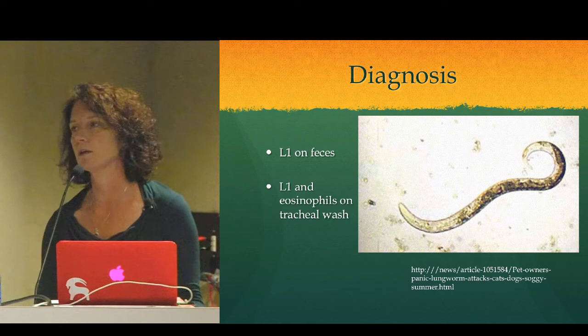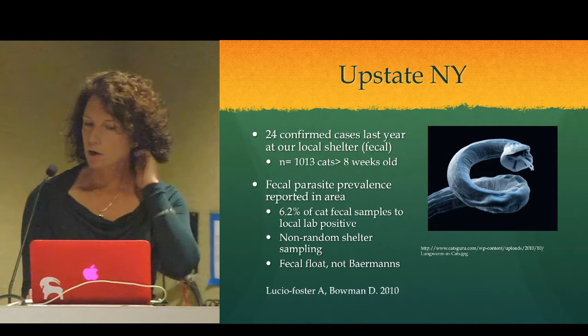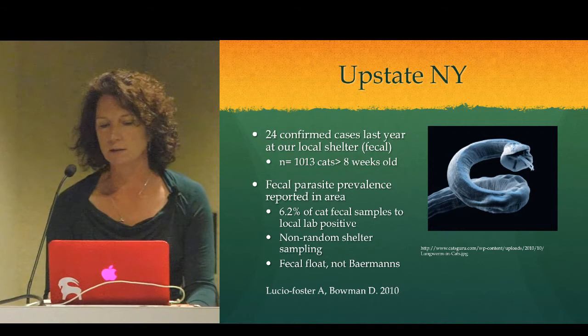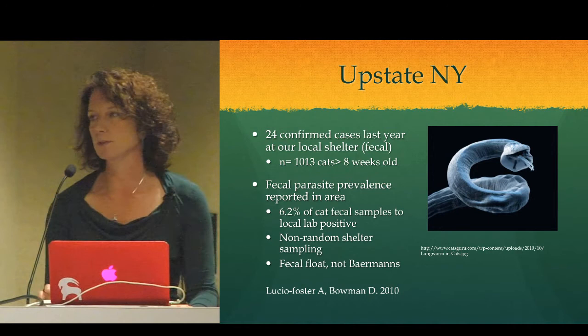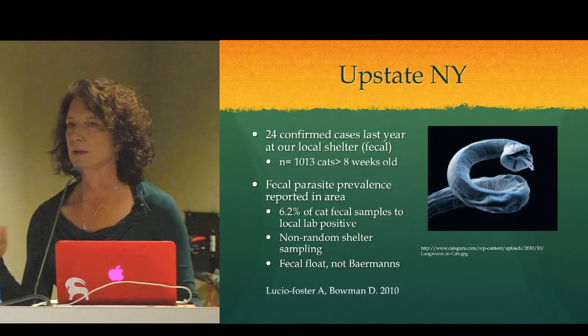So at our local shelter here in Tompkins County, we had 24 confirmed cases of lungworm last year out of 1,013 cats. I really only surveyed the cats over 8 weeks of age, because younger than that it would be really surprising. Remember, the pre-patent period is 6 weeks, and you get it by eating things. I just pulled cats older than 8 weeks. I probably could have gone with cats older than 12.